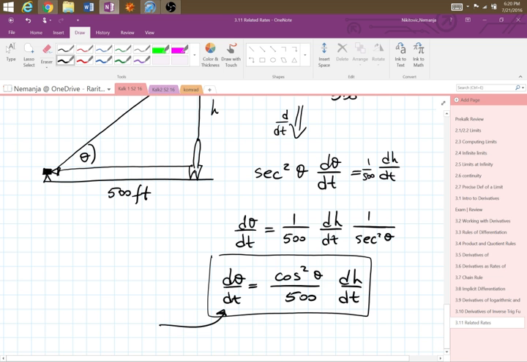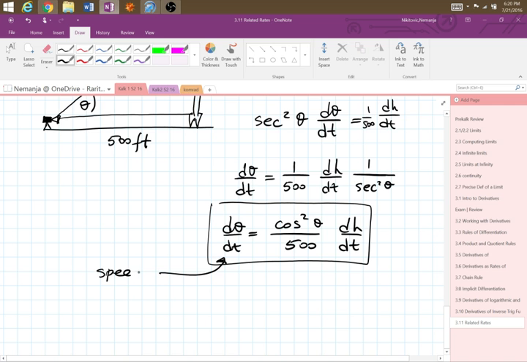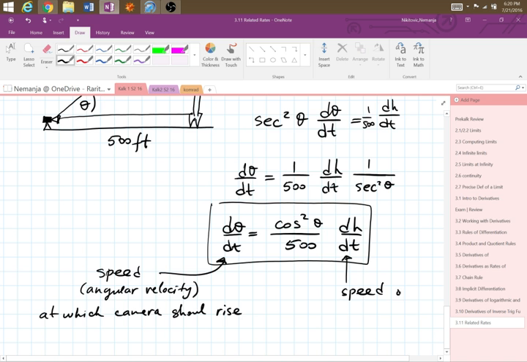This over here is the speed, the angular velocity, at which the camera should rise. This over here is the speed of the rocket. Computed at every angle theta along the way, right? So now what do we know?